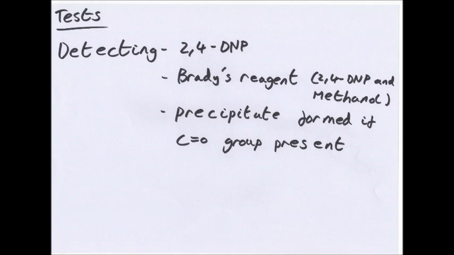Now, tests. Quite important to test for these molecules. We use 2,4-DNP and Brady's reagent, which is 2,4-DNP and methanol. A precipitate forms if the C=O group is present. Now if this happens, you know you've either got a carboxylic acid, an aldehyde, or a ketone. What if you want to tell which one's which?